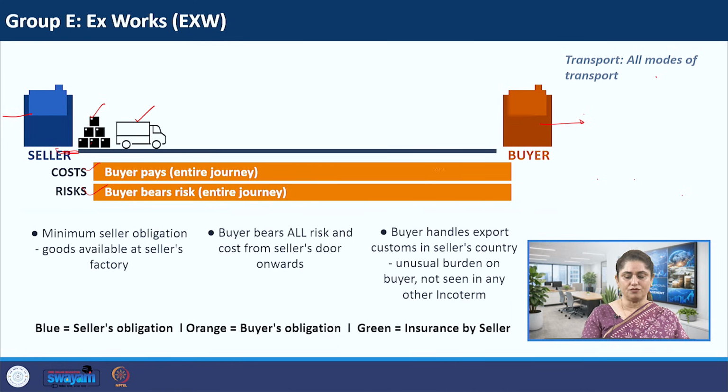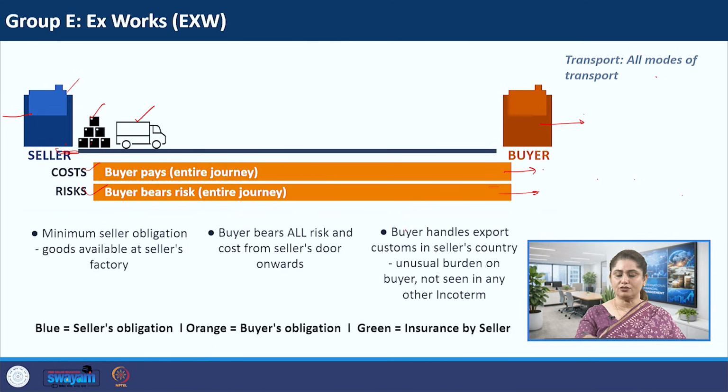the buyer's obligation shown in orange, while the seller's obligation is shown in blue. So in this case, if we see, there is no blue part in this whole rectangle. That means everything is borne by the buyer. So the buyer bears all risk and cost from the seller's doorstep. Fine. The buyer handles export customs in the seller's country. Now this is an unusual burden on the buyer, not seen in any other Incoterm. So here the buyer pays for the entire journey and bears the whole risk.